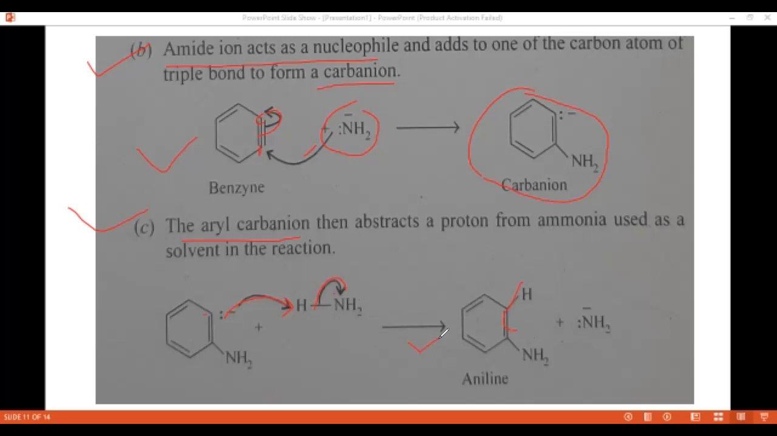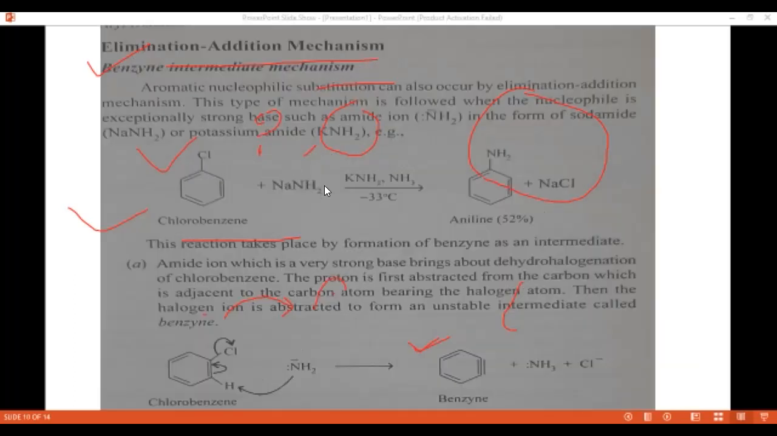These are the three steps of the benzyne intermediate mechanism: first elimination, then addition of the amide, that is, the addition of the NH2 group. In the first step, benzyne is formed by dehydrohalogenation. In the second step, the amide adds to benzyne, forming a carbanion. Again, this carbanion extracts a proton from the ammonia solvent to form aniline. Generally in this reaction, chlorine is replaced by NH2, forming aniline. Okay, thank you.